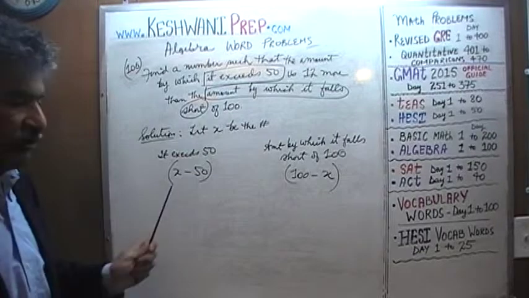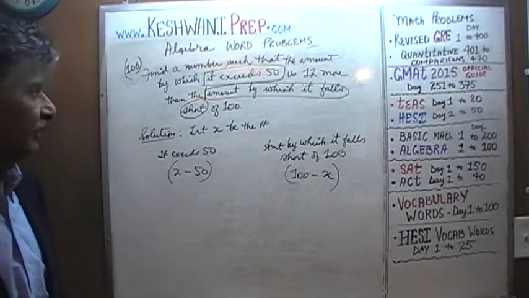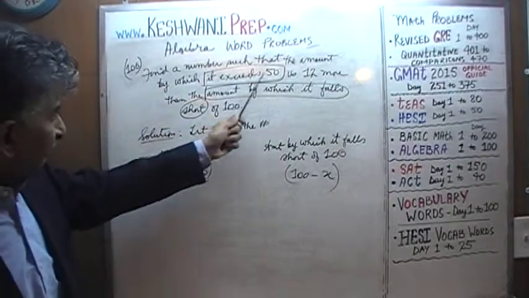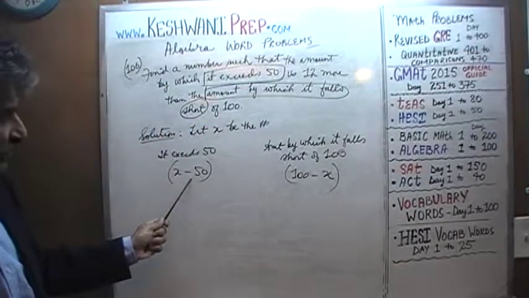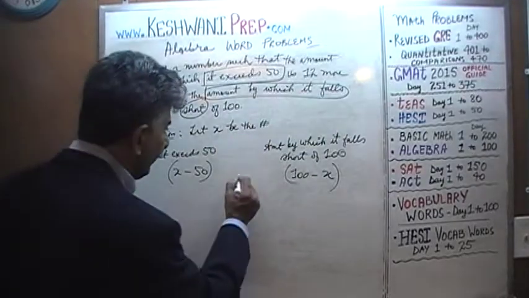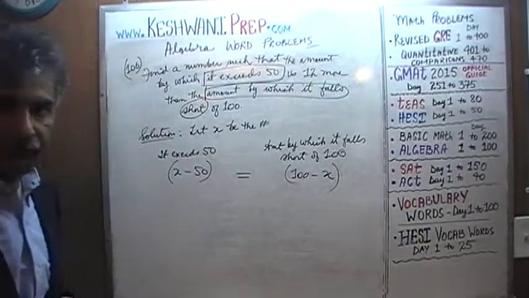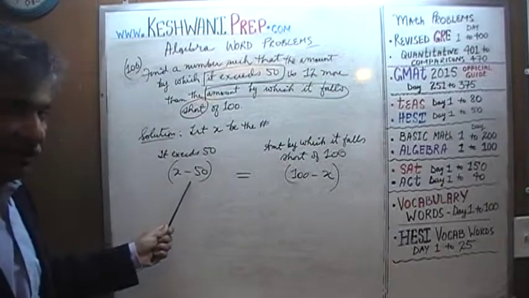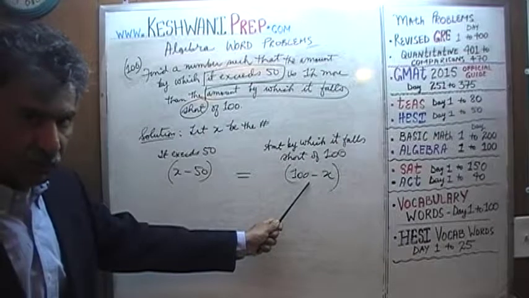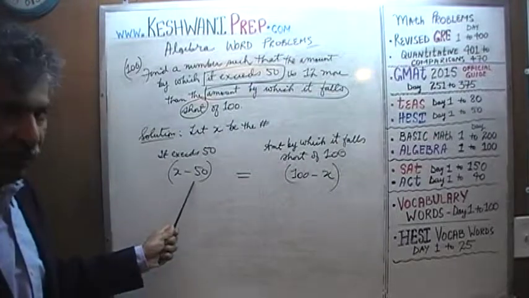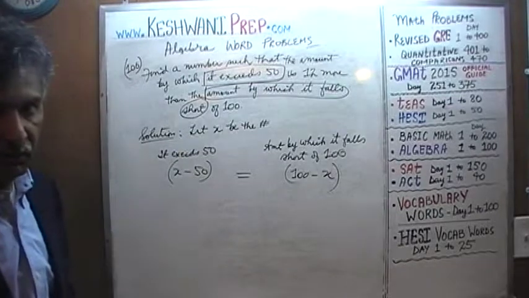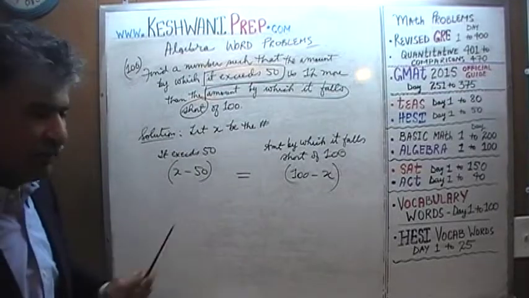That's the part that you have to understand. That's the most important part. The rest is very easy. We just have to say, the amount by which it exceeds 50 is 12 more than this amount. If you put an equal sign in between, is that correct? It's not correct, because the amount by which it exceeds 50 does not equal the amount by which it falls short of 100. We are told the amount by which it exceeds 50 is 12 more than this quantity. So how do we justify putting an equal sign there?